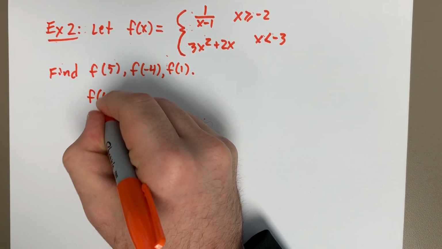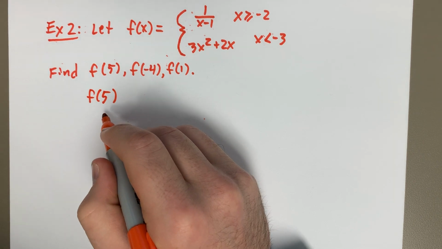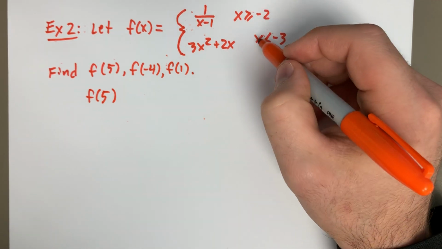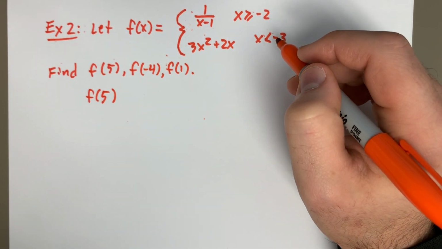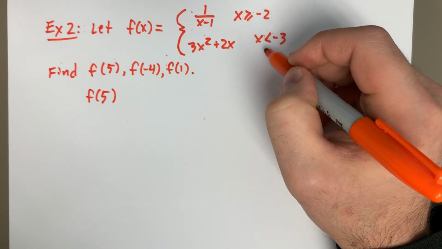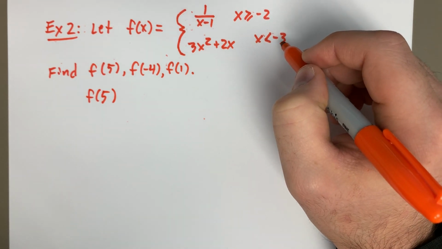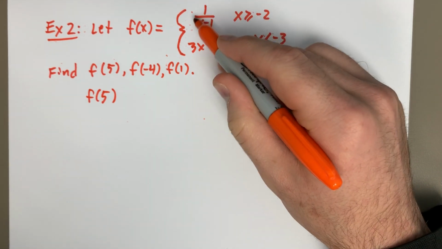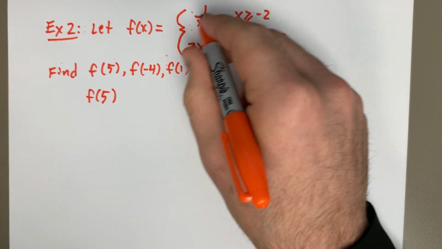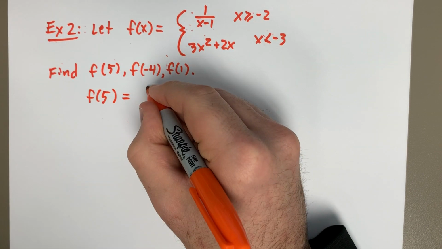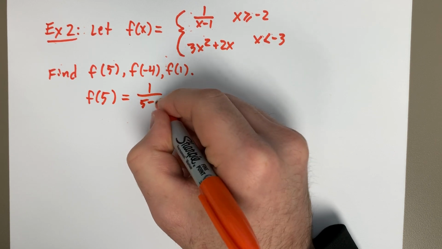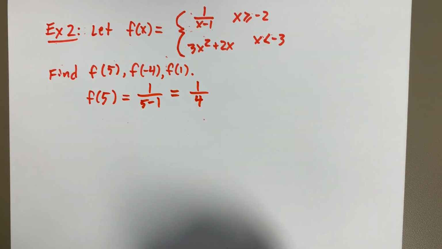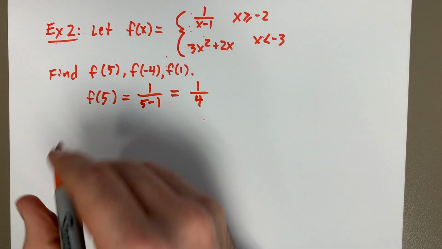So let's start with f of 5, just go in order. My input is 5. So based on these criteria, which function am I going to use here? Is 5 bigger than or equal to minus 2, or is 5 less than minus 3? In this case, you'll see that 5 is greater than or equal to minus 2, so we're going to use the first function. We're going to plug this 5 into this first guy. Every place I see an x, I'm going to replace it with a 5. So I have 5 minus 1 in the denominator, and this gives me 1 over 4, or 1/4. So that's f of 5.